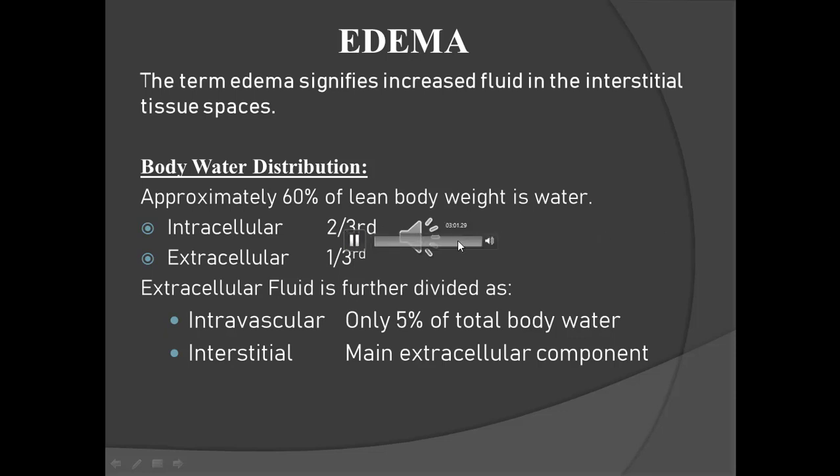Before discussing edema, let's have a brief look at the normal distribution of water. Approximately 60% of the body weight is water, and out of that 60%, 2/3 is present inside the cell, called the intracellular water, and 1/3 is present outside the cells, called the extracellular fluid. Extracellular fluid is again distributed into two compartments.